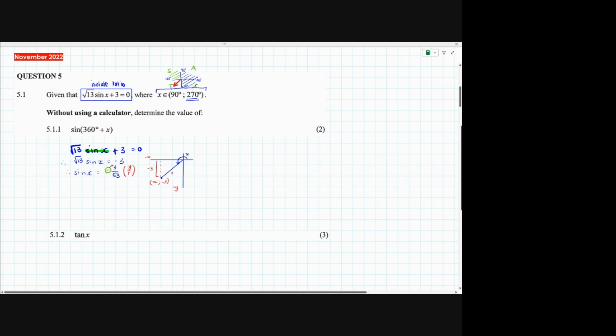Your r value, your radius, is always positive. So this is root 13. And now what we can see is we can use Pythagoras to work out the missing x coordinate, or the missing x value. So this value for x. It is just a Pythagoras calculation.